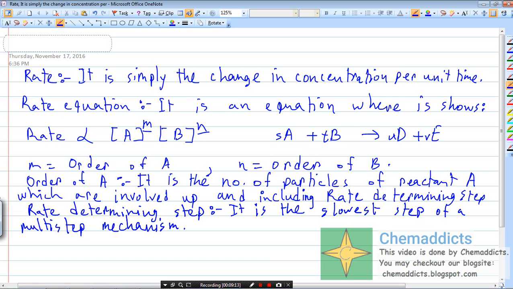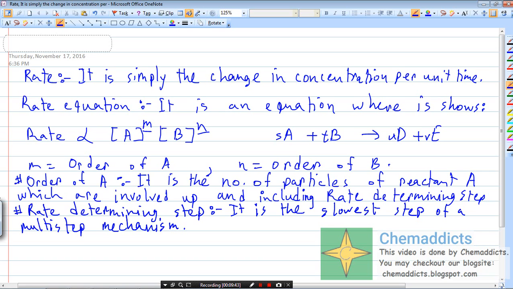So why should it be the rate determining step? Since the rate of that step is really slow, we can follow the rate. That's why it is called the rate determining step. I hope that you have understood what is meant by the rate determining step. So this is how it goes. Did I miss anything?